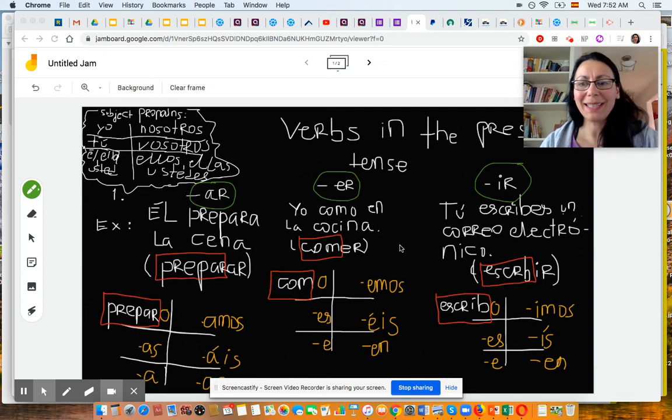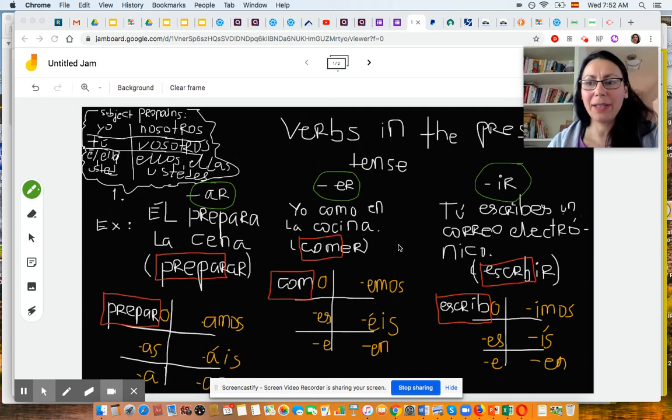Hola amigos. Today I'm sharing a lesson on the verbs in the present tense.